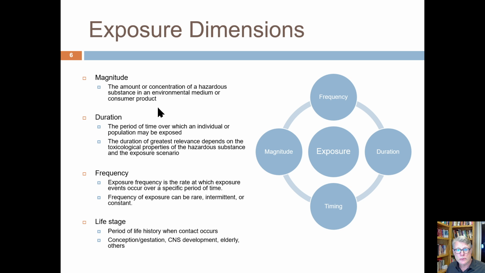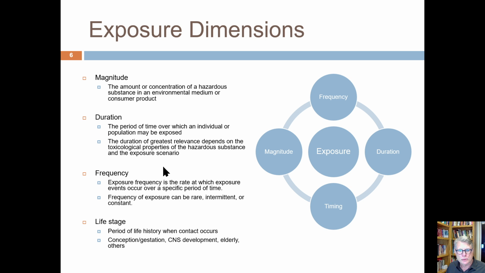Duration just refers to the period of time over which an individual or a population may be exposed. Sometimes we're interested in exposures over a lifetime. Other times we're interested in exposures only over a discrete period of time. And that time period primarily relates to the toxicological properties of the stressor, like, is it a carcinogen or a suspected carcinogen or not?